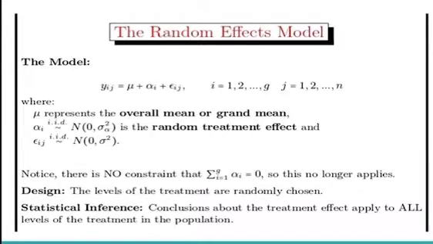What about the statistical inference? Of course, we conduct a statistical inference. It means conclusions about the treatment effect apply to all levels of the treatment in the population, even though we've only selected a few levels of the treatment. In the end, we're basically going to generalize. Statistical inference means generalization. Okay, what are you generalizing? You are generalizing the results of the sample to the entire population. That's exactly what we mean.